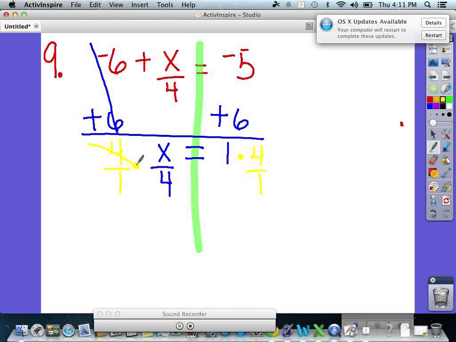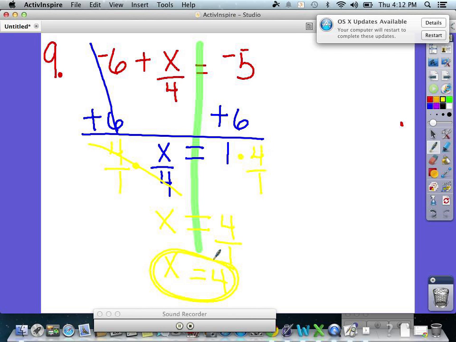This will cancel out. I will only have x remaining. And 4 times 1 would give us 4. 1 times 1 will give us 1. Any number over 1 is just that number. Let me repeat that. Any number over 1 is just that number. So here x is equal to 4. That's your answer. Not too many steps. Very simple. That's number 9.